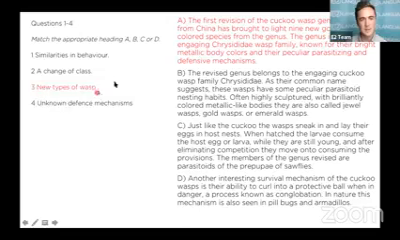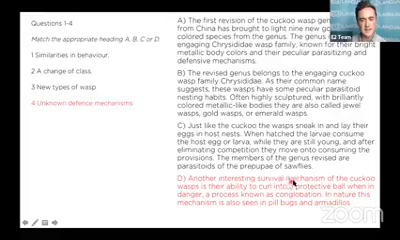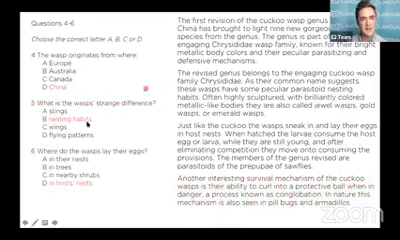3. New types of wasp. 9 new gorgeously colored species of wasp. Fine. Number 4, unknown defense mechanisms. Another interesting survival mechanism. They are the answers to match headings. Here are the answers to multiple choice.